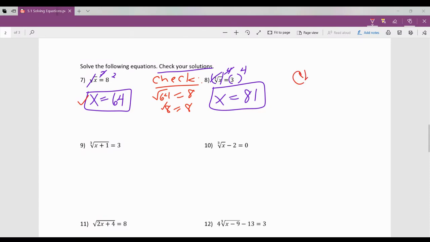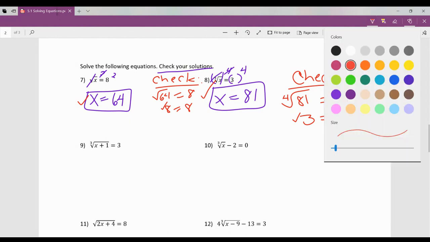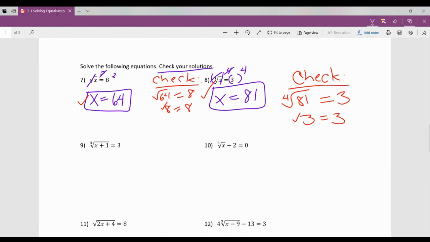So now for my next one, I'm going to check that. Ooh, my handwriting is so messy on this. So we've got the fourth root of my x, which is 81. Does that equal 3? So what number times itself 4 times equals 81? That's 3. So that works. All right. Now on to the next one.